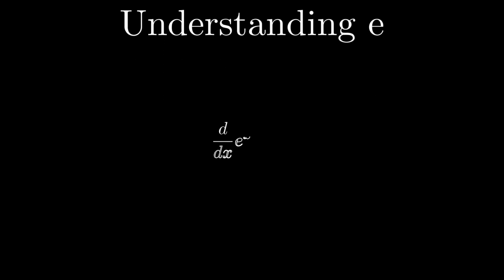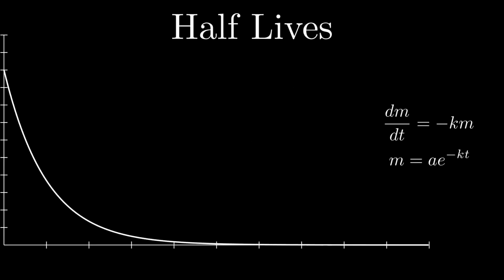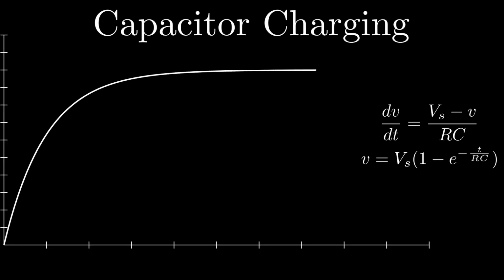The most commonly repeated definition of Euler's number is that its natural exponential function, e to the power of x, is its own derivative. Through that simple property, e is in every corner of math and science. From half-lives to charging to heat transfer.